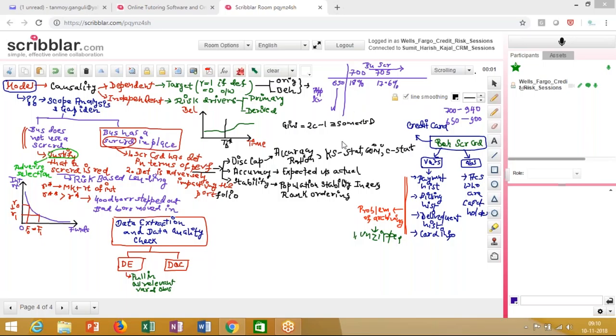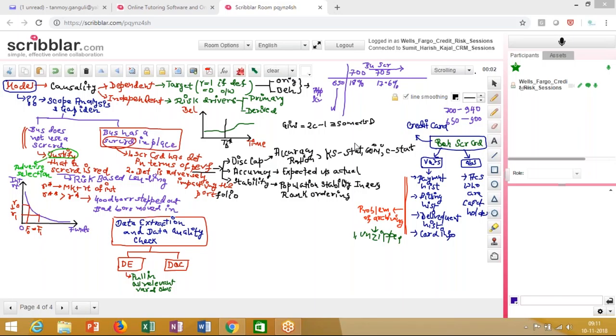Okay. So good morning, everyone, and welcome to a fresh new session on credit risk modeling using SAS. In the last session, we were talking about the data quality checks. We had completed our discussion on scope analysis and gap identification. From there, we started talking about data extraction and the data quality checks. We had also been talking about the key types of variables that should be extracted for different purposes.